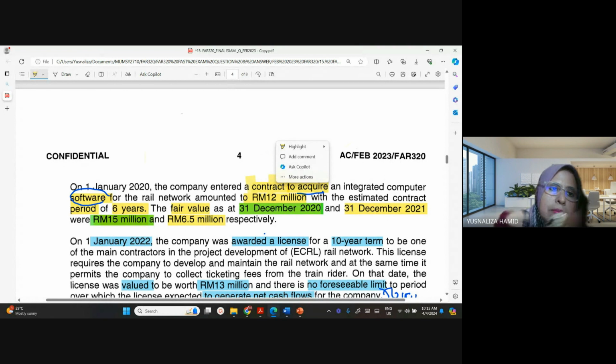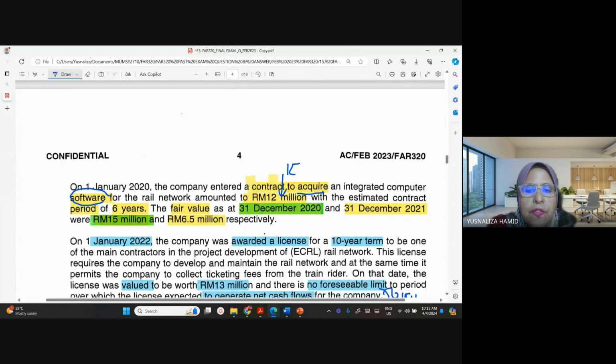This is the initial cost. Next, you are informed regarding the fair value. But before that, this 12 million is on the initial recognition date, which is 1st of January here. And you have one piece of information at the end of the year. The one in green is the fair value as at 31st of December 2020, and that was 15 million. Another fair value is given on 31st of December 2021, which is 6.5 million.